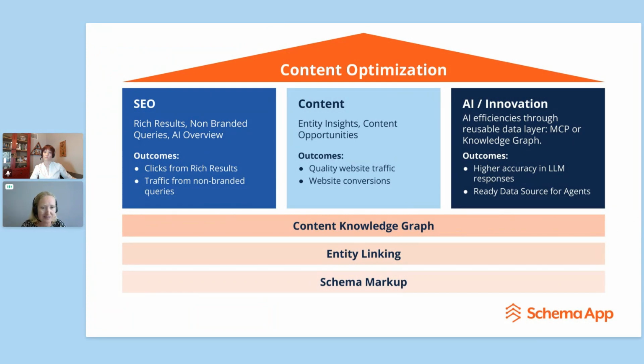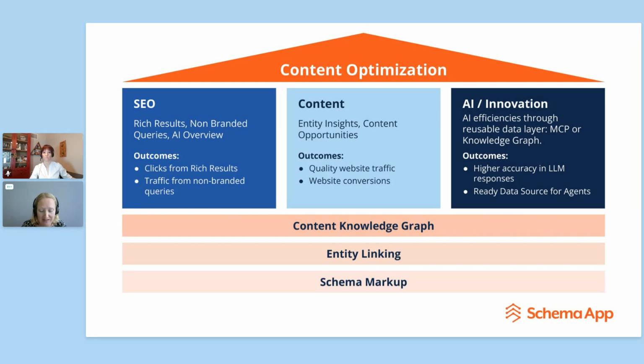So we're familiar with these rich results, non-branded queries, AI overviews. You also can unlock insights into content or topic authority with regards to what your content is talking about today. You can imagine the complexities in an enterprise environment with that. And then the last piece is that you can also unlock AI efficiencies because you can reuse this content knowledge graph by having other AI systems like Copilot or on-site search query it.